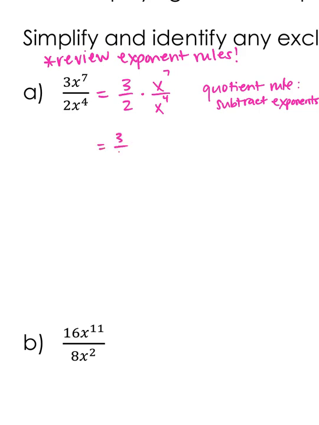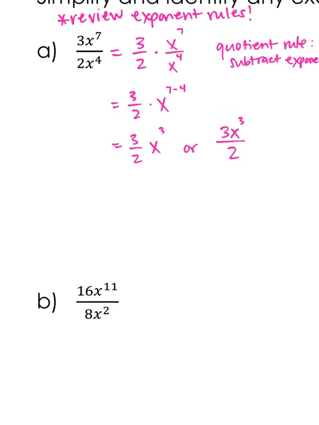So I'm going to keep this 3/2. This is now x to the 7 minus 4. So 3/2 x to the 3rd, or you might see this written 3x to the 3rd over 2. Either one is fine.